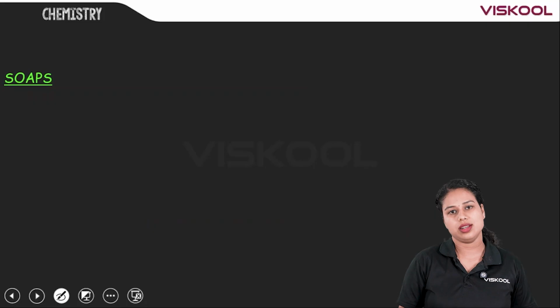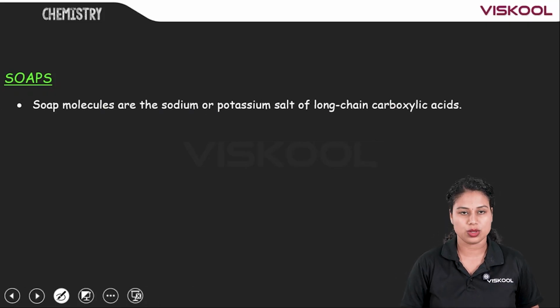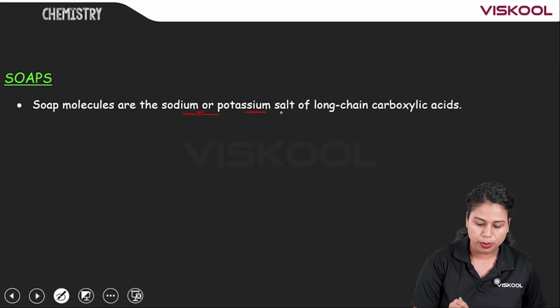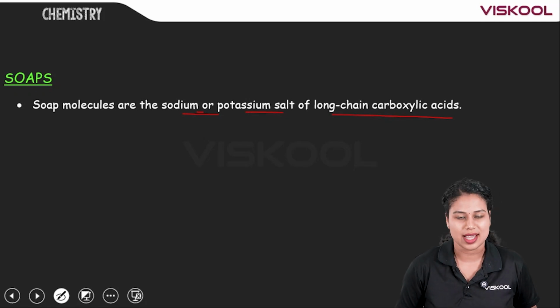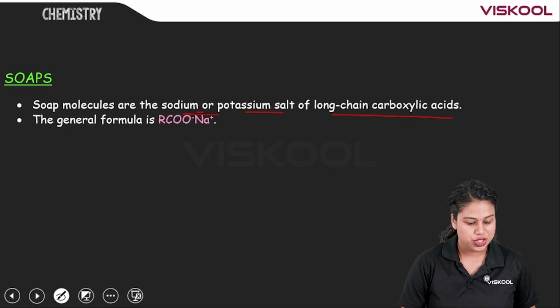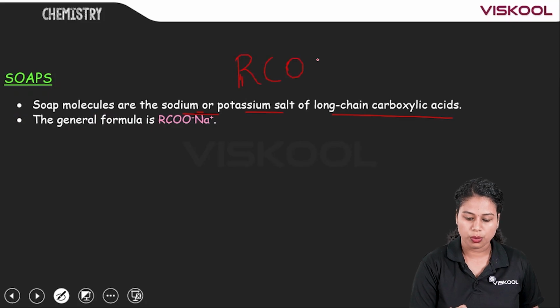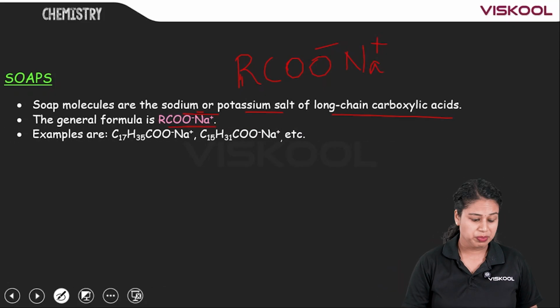Now, what is soap? Here comes the explanation of soap. Soaps are sodium or potassium salts of long chain carboxylic acids, which are known as fatty acids. So what is soap? Please note down: soap molecules are the sodium or potassium salt of long chain carboxylic acid. The general formula of soap, please note down, is RCOO minus Na plus.